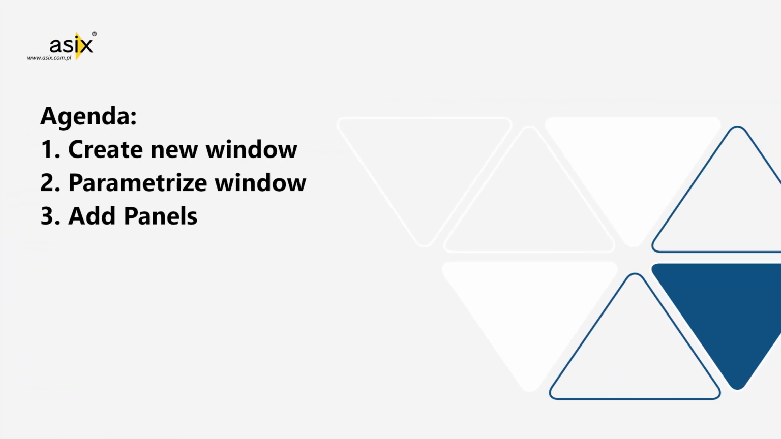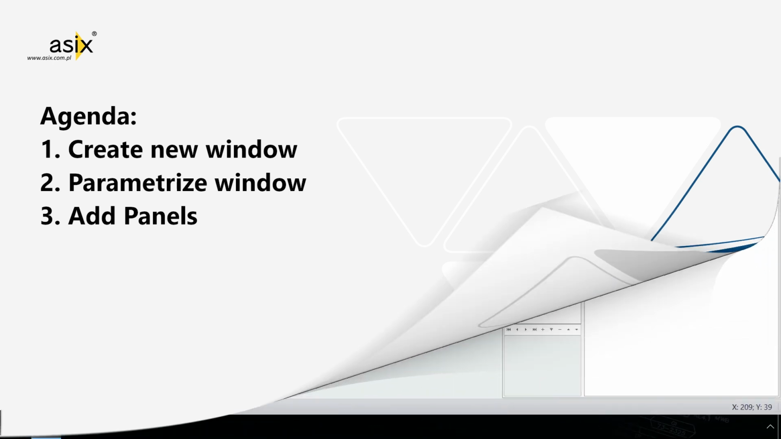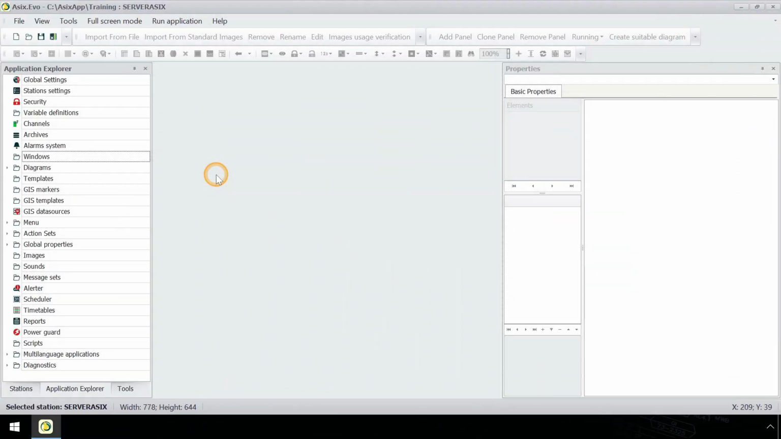The window is the basic element of the application, within which diagrams are displayed to show the state of the controlled process. This video demonstrates how to create a window, configure its parameters, and add new panels. To create a new window, locate the Windows folder in the Application Explorer.